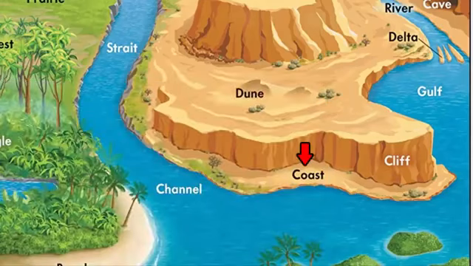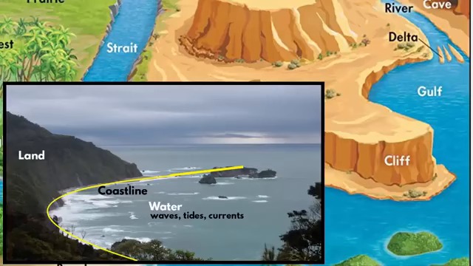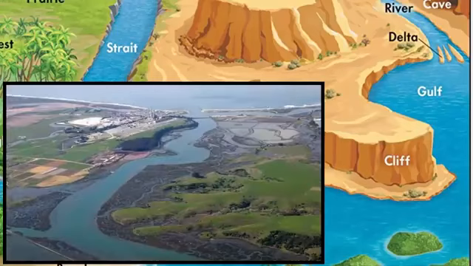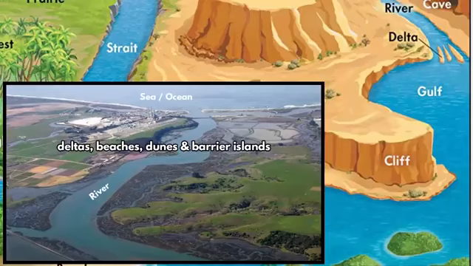The next one is coast. It is a boundary where land meets water. It is also called as coastline. Waves, tides, and currents help create coastlines. Even rivers, when they meet the sea or ocean, bring a large amount of sediment that gets deposited near the mouth of a sea or ocean, where it naturally forms deltas, beaches, dunes, and barrier islands.